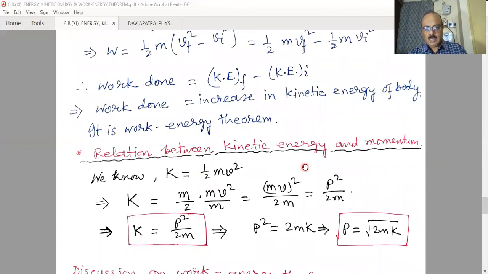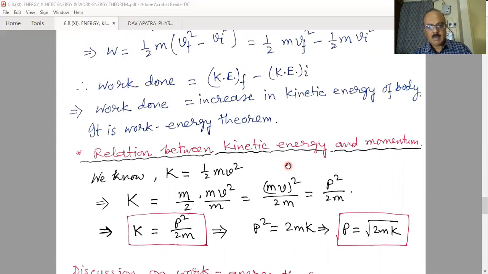Now another basic concept: the relation between kinetic energy and momentum of an object. A moving object possesses both kinetic energy and momentum. Both are properties of an object in motion, but they are also related to each other. How are their values related? Kinetic energy is a scalar quantity, momentum obviously is a vector quantity, but when we correlate them, we are only using their numerical values or magnitudes.